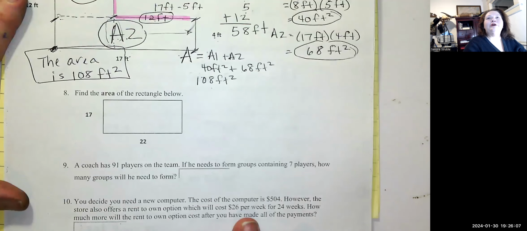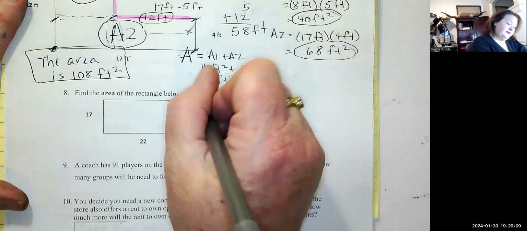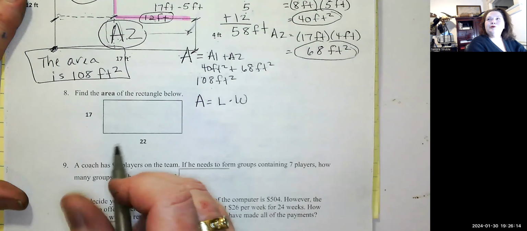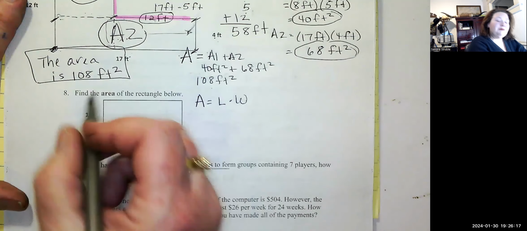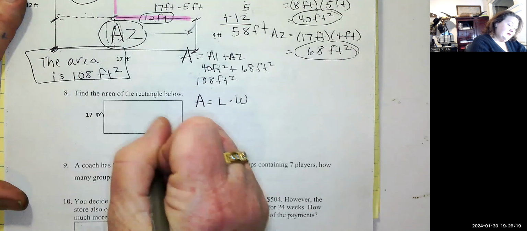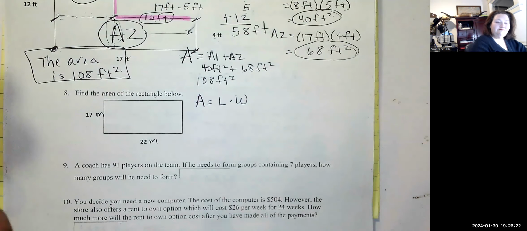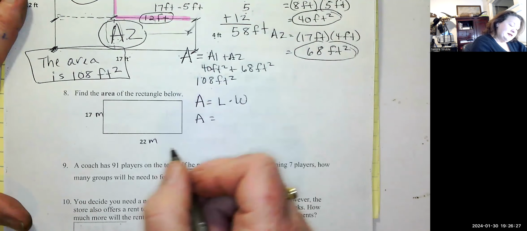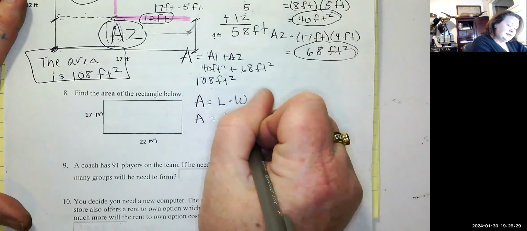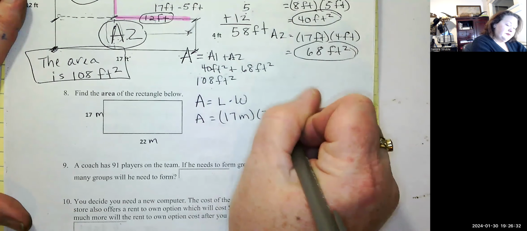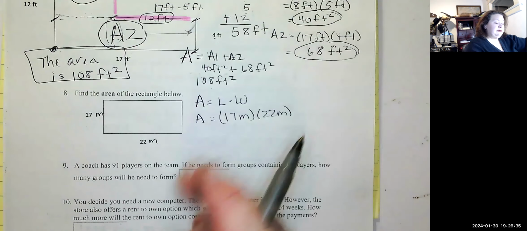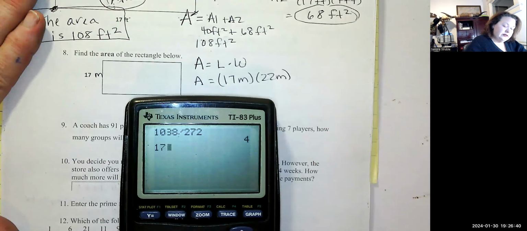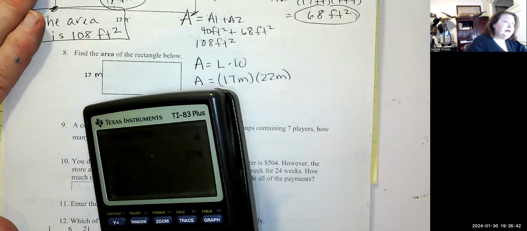Find the area of the rectangle below. Well, area for a rectangle is just length times width. These do not have units, which really bothers me. So I'm going to use meters just so that I don't have issues later, have to seek counseling. So the area for this rectangle is 17 meters times 22 meters. And then we have to do 17 times 22. I could write it, I could do it out for you, or we can use the calculator. It's just 17 times 22, which is 374.